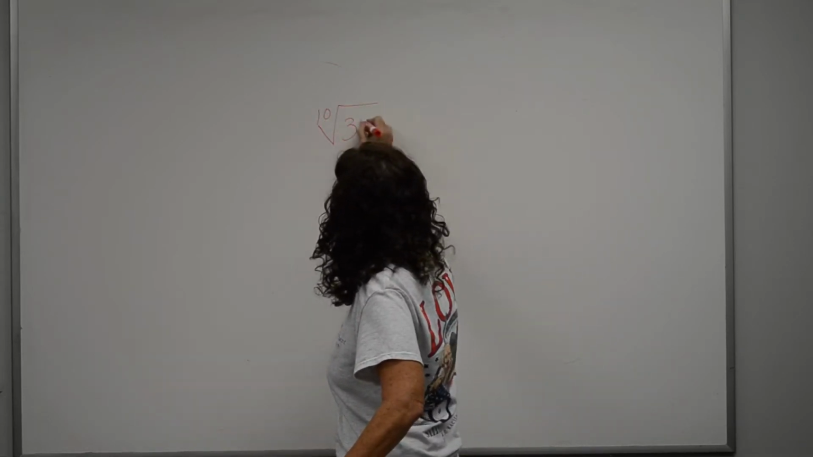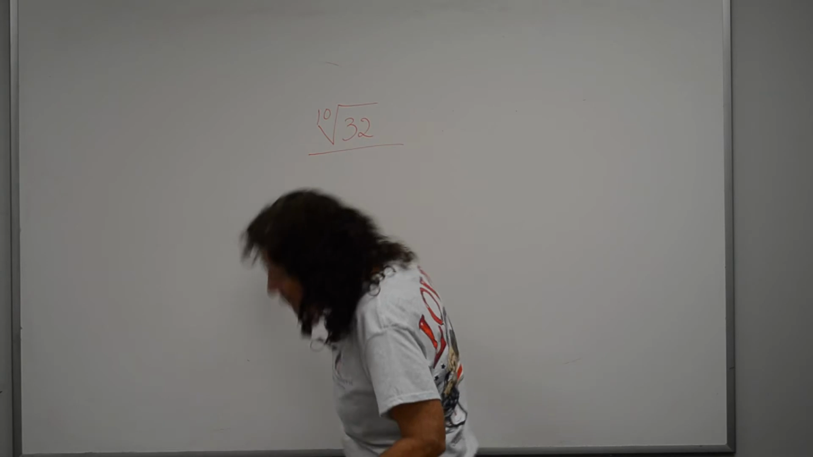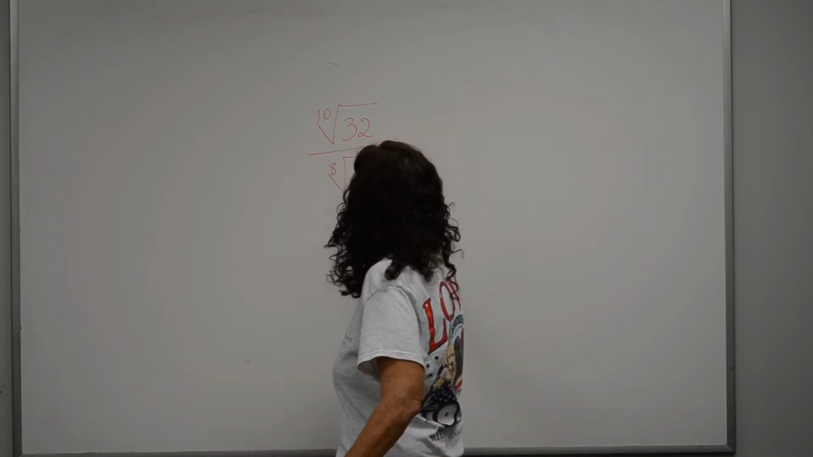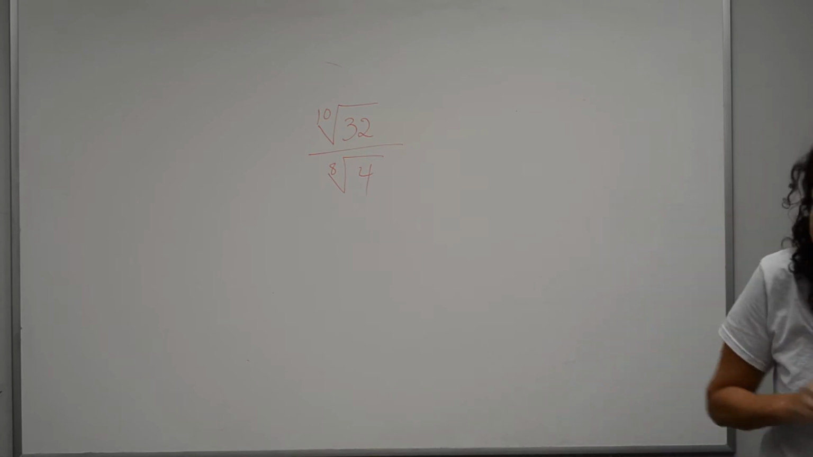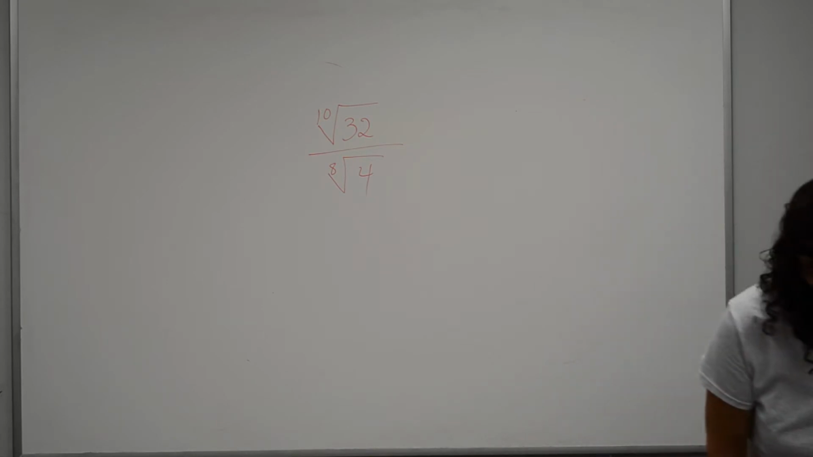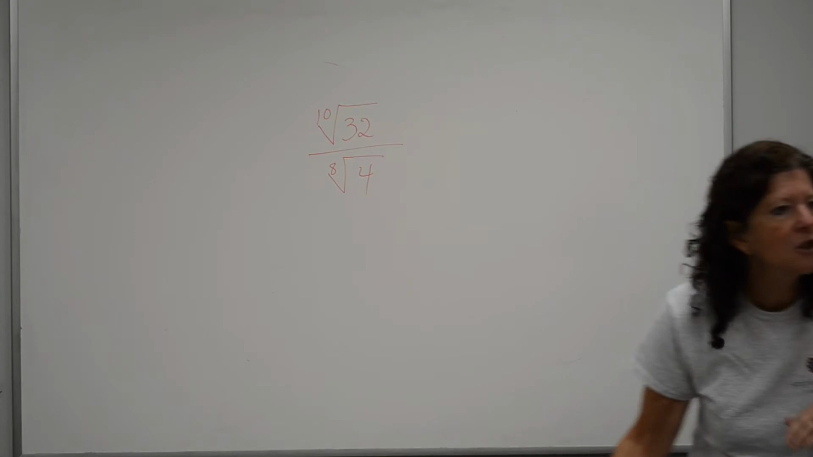All right, look at this. See what you can do with this. Go ahead and try this problem. You know that you're going to write them as exponents, and then you're going to try and make the base numbers the same. So that's the direction you're going to go in.